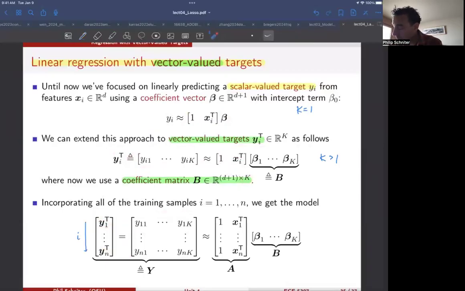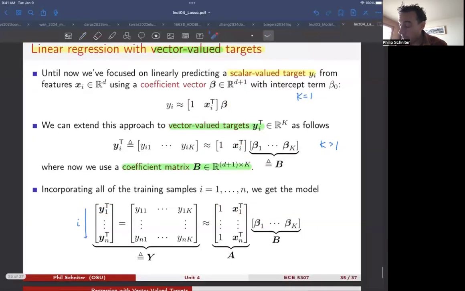The A matrix is the same as before. It's just all of our features as we go down the different training examples, appended with the column of ones to handle the intercept term. And now, instead of just having a single beta vector, we have our beta matrix. And inside each one of these vectors, the first element would be the intercept term for the first target. And then you go to the next vector. For that beta 2 vector, the first element would be the intercept term for the target k equals 2 and so on.